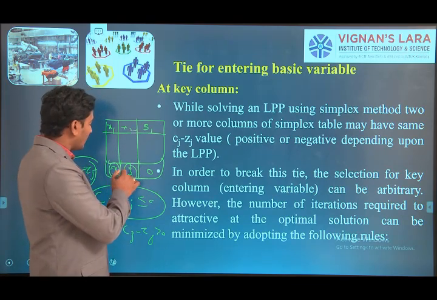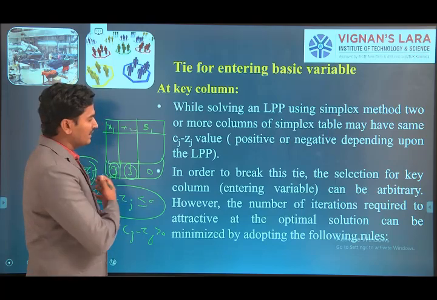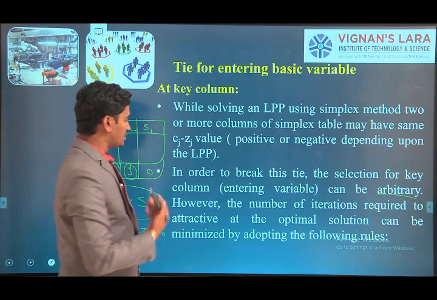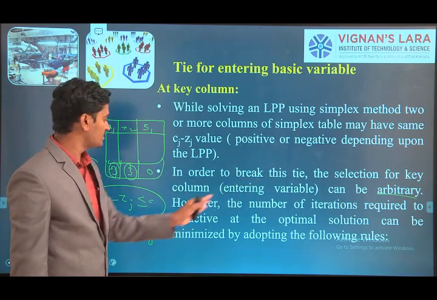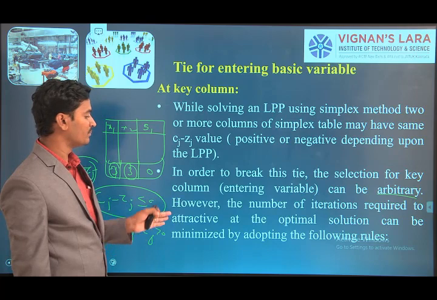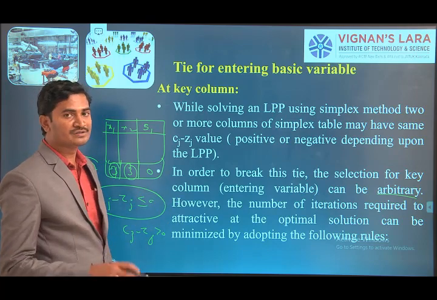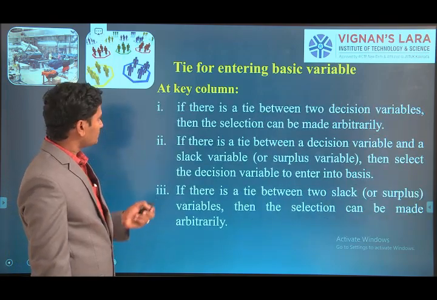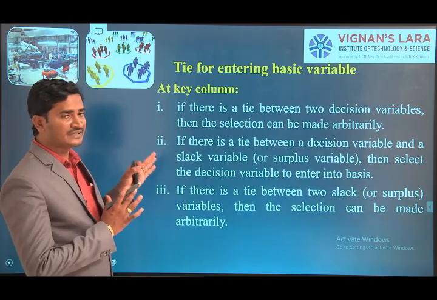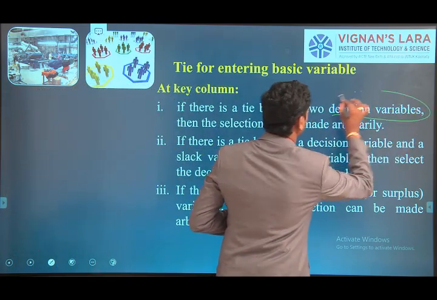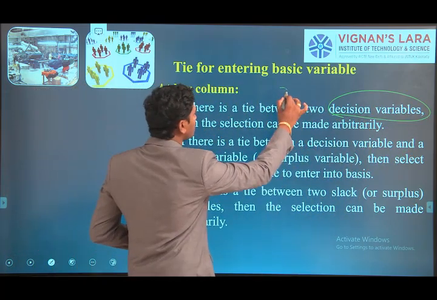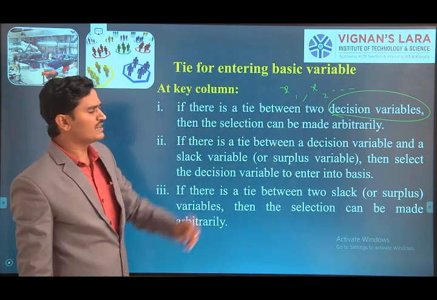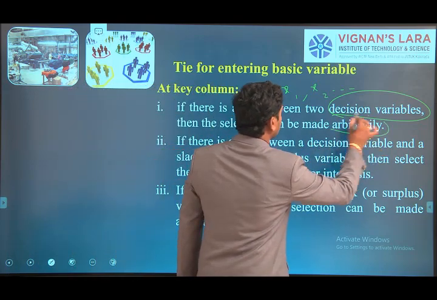While we are identifying the key column, we have some difficulty here. In this case, we can simply take any value arbitrarily. However, the number of iterations required to arrive at the optimal solution can be minimized by the following rules. Here we have 3 rules to overcome this tie. First, if there is a tie between two decision variables, such as x1 and x2, then the selection can be made arbitrarily.